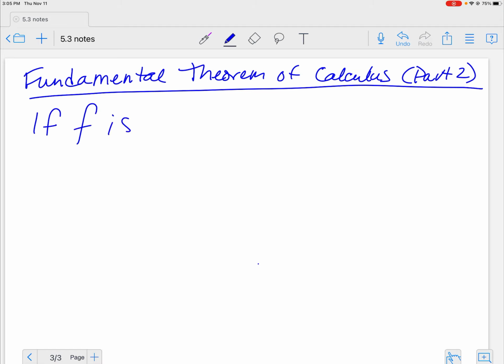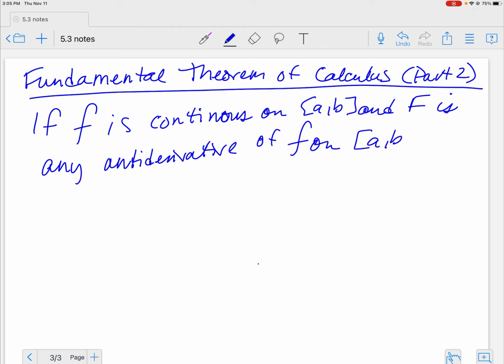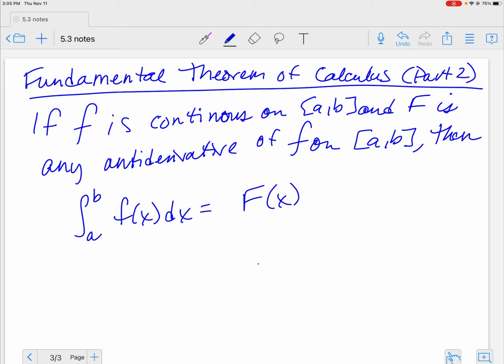If f is continuous on the closed interval from a to b, and capital F is any antiderivative of f on my interval from a to b, then this is what happens. I'm going to take the integral from a to b of f of x dx, and this is equal to my antiderivative of f evaluated from a to b, which is equal to F of b minus F of a.